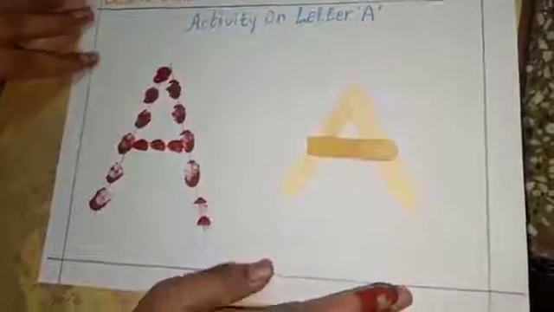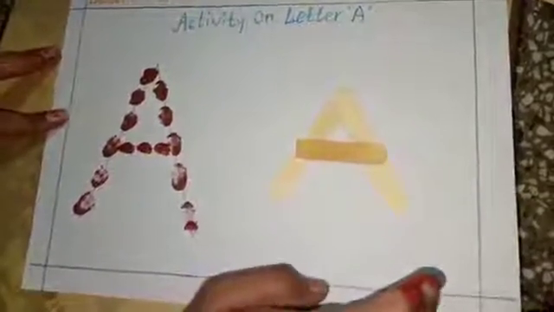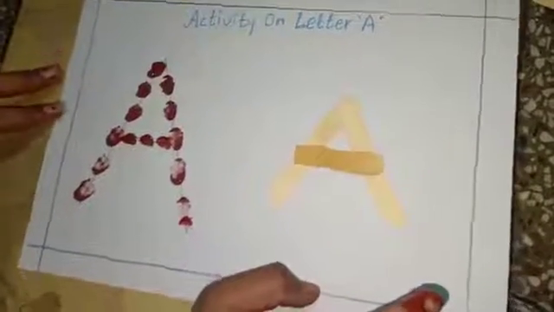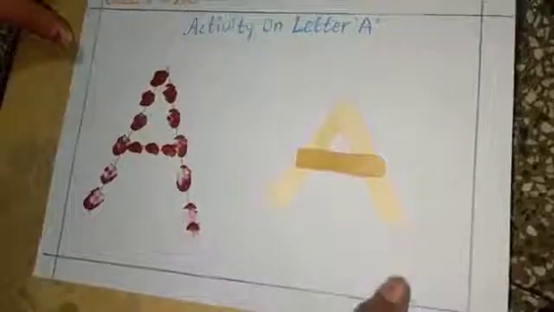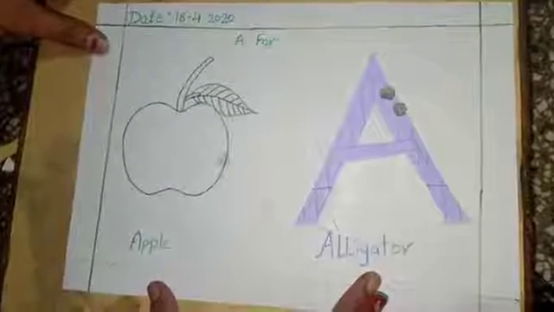These are the two activities by which they can know how the letter A can be seen or how it can be drawn. Now we will do another activity which helps us to know the letters which are beginning with letter A. In the next activity we have taken two objects, two things which are starting with letter A.